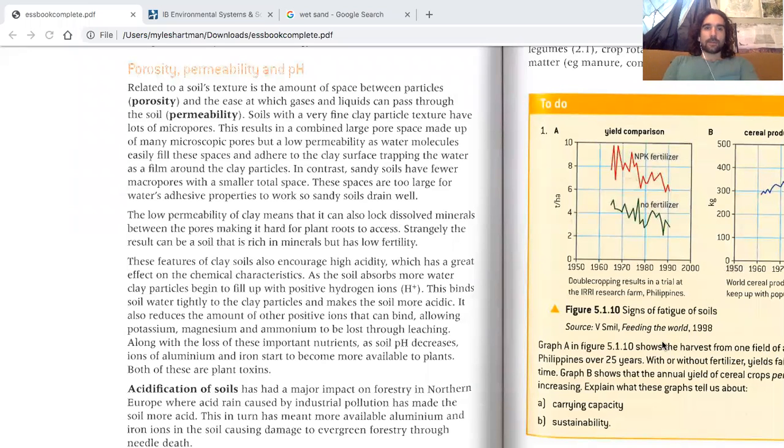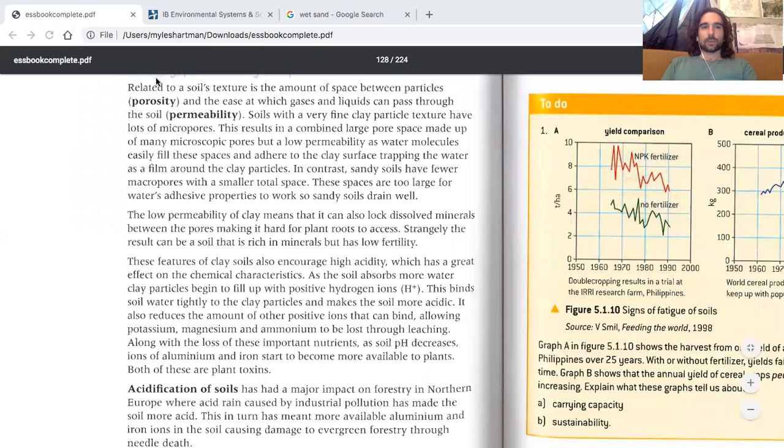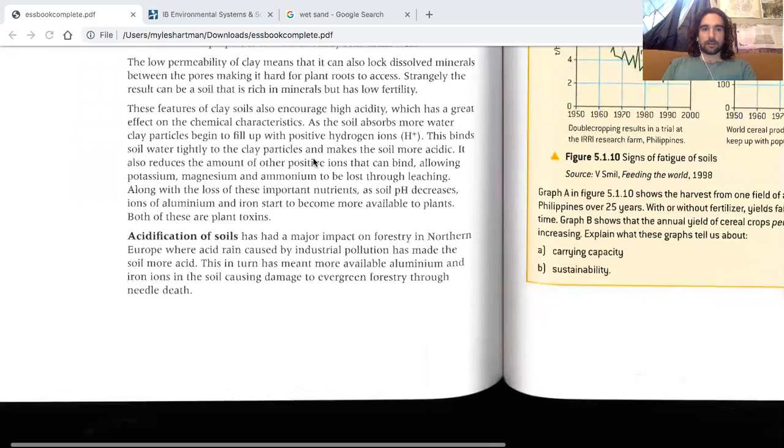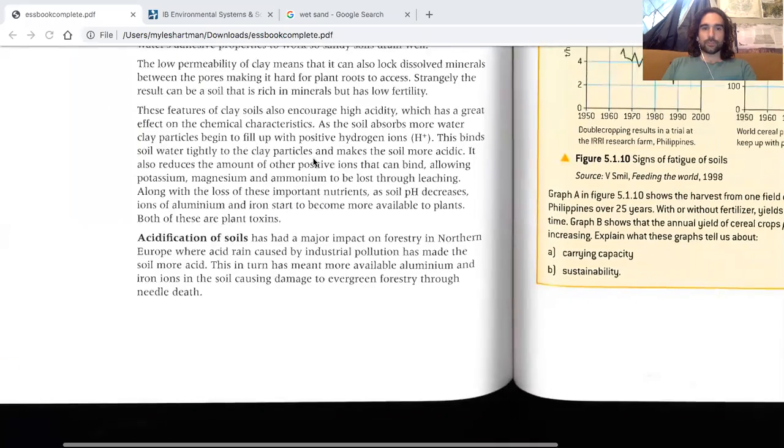Hey kiddos, so I'm going to do one more quick video on section 5.1, Intro to Soil Systems. We just have three little things to kind of finish up this topic. So we're going to look at porosity, permeability, and pH starting on page 242.